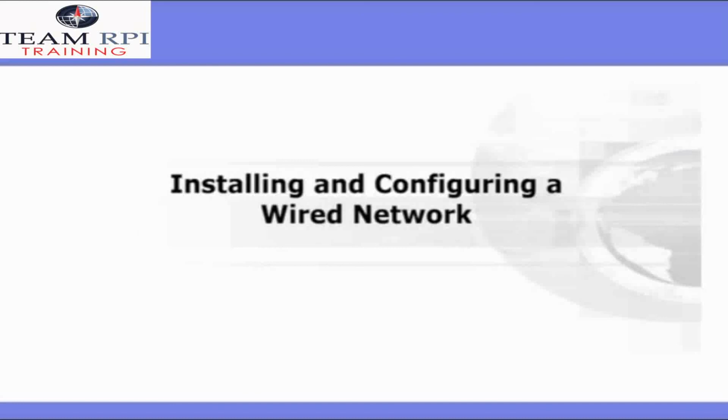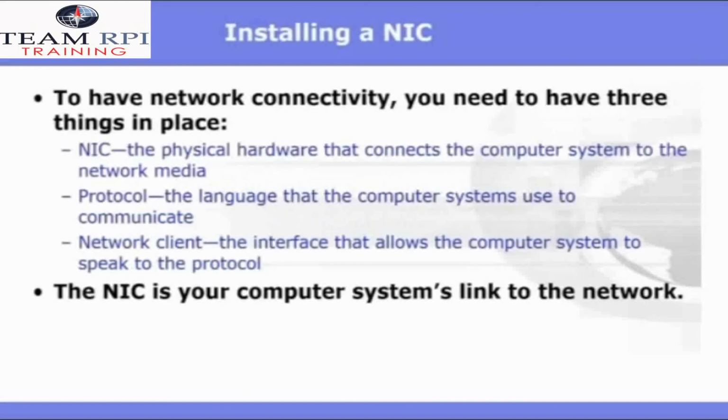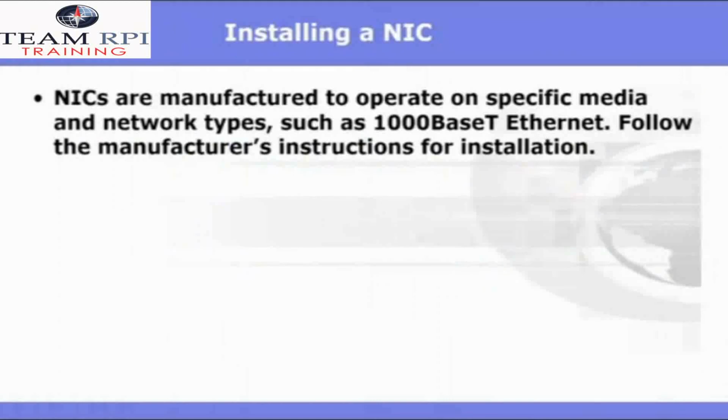Next, let's take a look at how to install and configure a wired network. Most importantly is the connectivity itself. The device that provides this connectivity is called the NIC, or the Network Interface Card. It understands a basic protocol, or the language that this computer is going to use, and it must be connected and installed in a client. That's your PC. The NIC is your PC's link to the world.